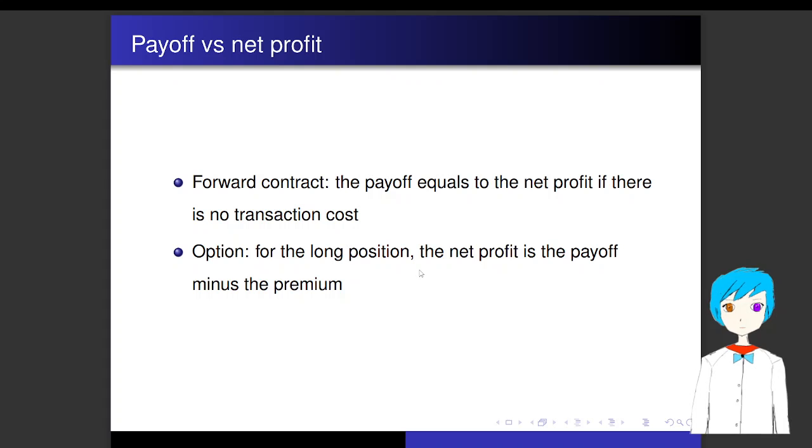So what are the differences between payoff and the net profit? So for the forward contract, the payoff equals to the net profit if there is no transaction cost. For the option, things are different. For the long position, the net profit is the payoff minus the premium. So for the short position, the net profit is the premium minus the payoff. So we should take into consideration the premium. So things are a little bit different here.